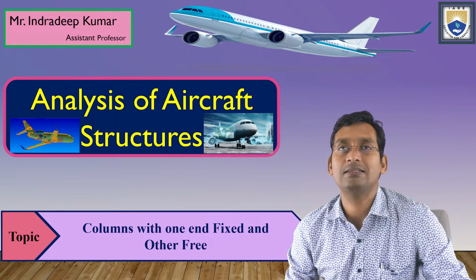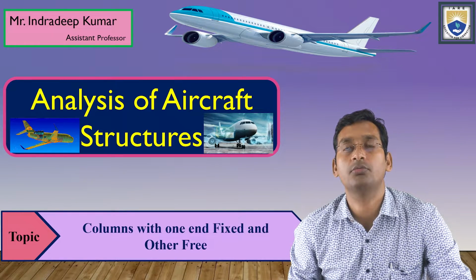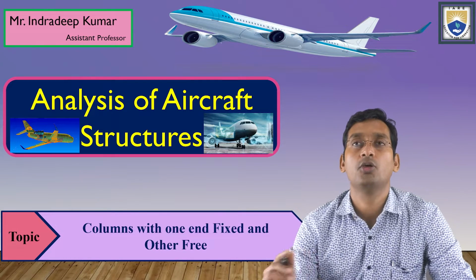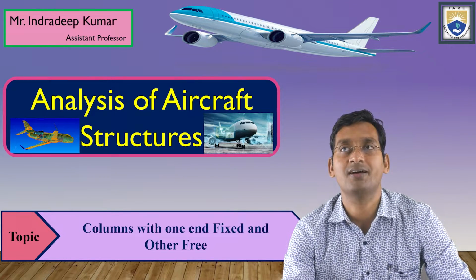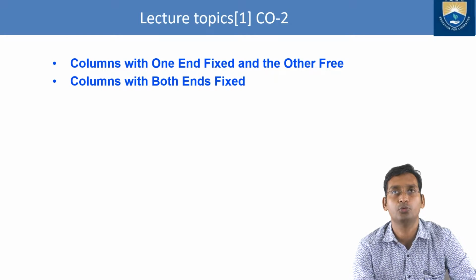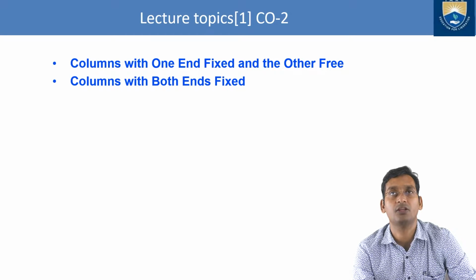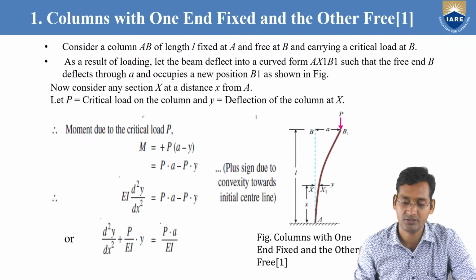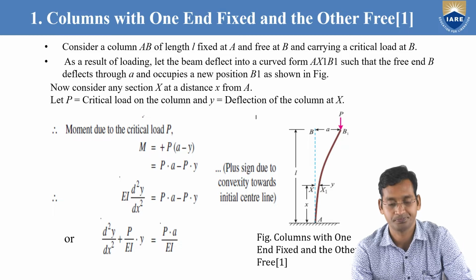In this video, as I told you earlier in the previous video, we will see all the end conditions. So in this video, we will see column with one end fixed and the other free. Okay. So now the lecture topic will be two. We will see the two types in this video. First one is column with one end fixed and the other free, and second is column with both ends hinged. So let's see first column with one end fixed and the other free.